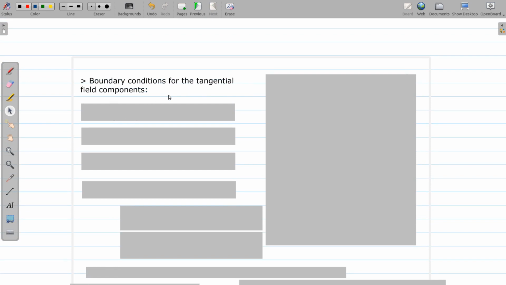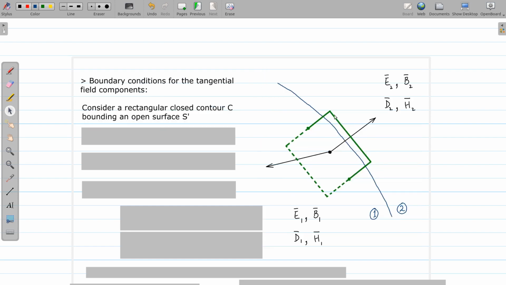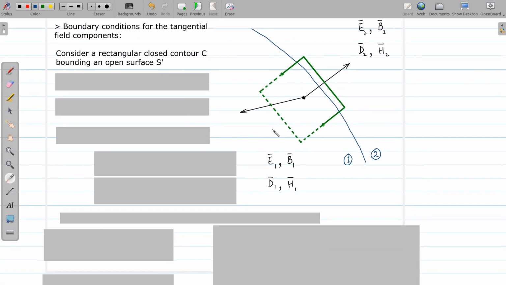What we will do is we'll again consider the same scenario, but this time instead of a pillbox surface, earlier we had taken a pillbox surface, now we will take a closed contour. Starting here, going all the way here, then piercing into the surface, going on to the other side and coming back here. So we are going to take a very simple rectangular closed contour. This rectangular closed contour is C, and this closed contour is going to enclose a surface. That surface we will call S prime.